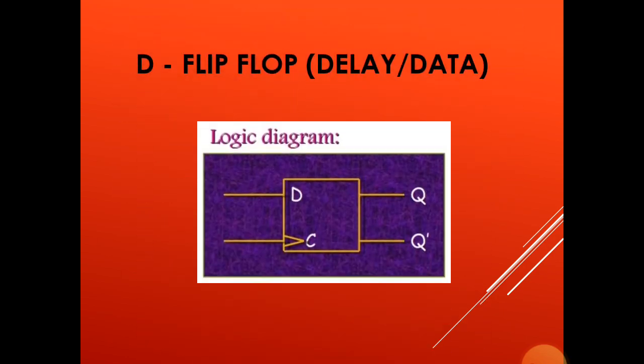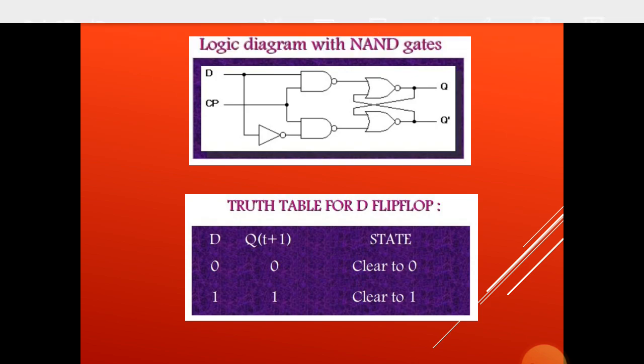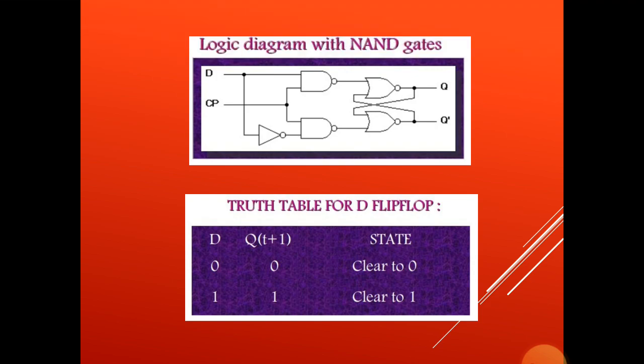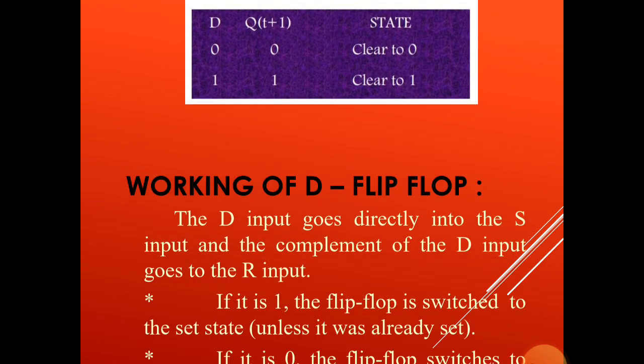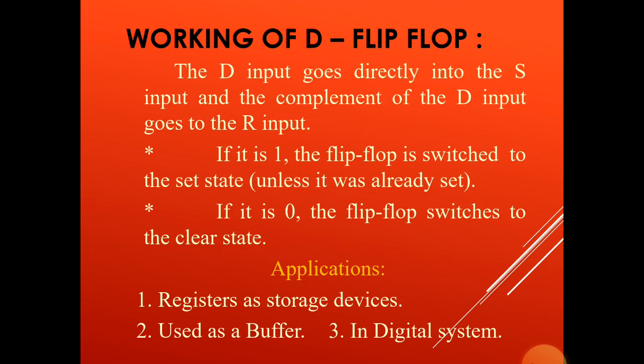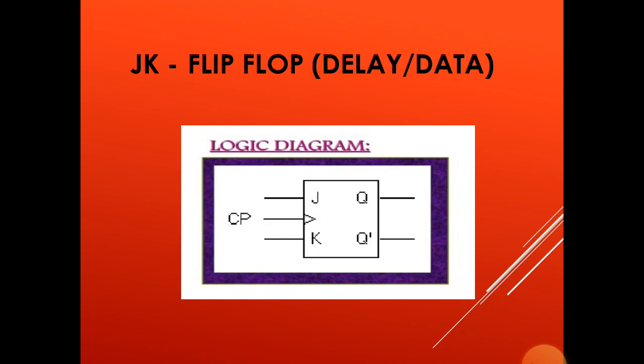D flip-flop is otherwise called data flip-flop or delay flip-flop. This is a flip-flop which gives the given input as the next state. So D equal to 0 means the output, or next state, is equal to 0. For D equal to 1, the next state is equal to 1. So in this type of flip-flop, the given input is received at the next state. The application of D flip-flop is that it is used in storage registers.